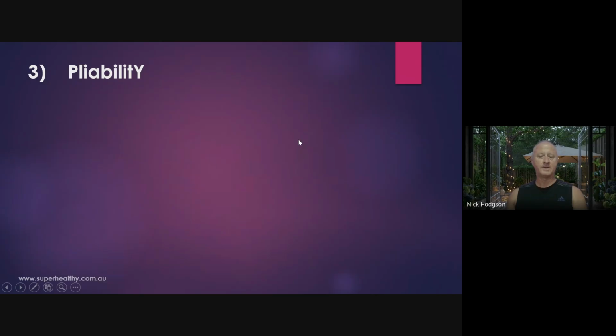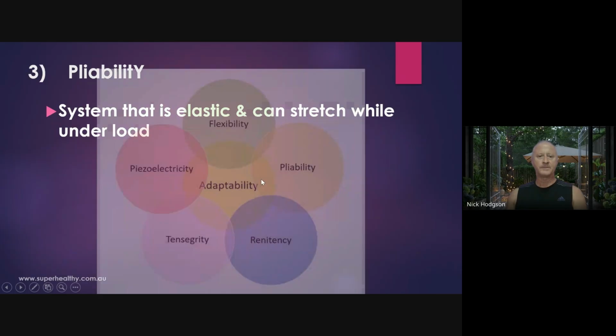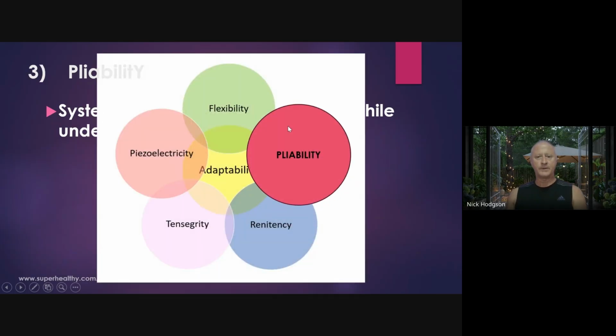Then we have pliability. So pliability is different to flexibility, similar but different. So the system has to be elastic, has to be able to stretch while it's under the load of the internal and the external environments. So without pliability, there can be no flexibility. Without flexibility, there can be no adaptability.